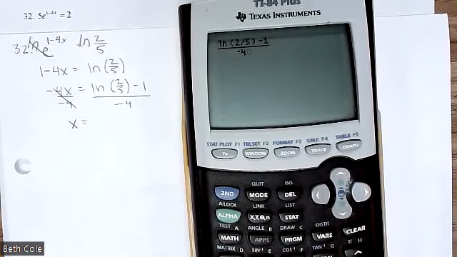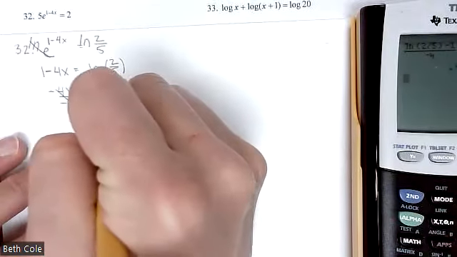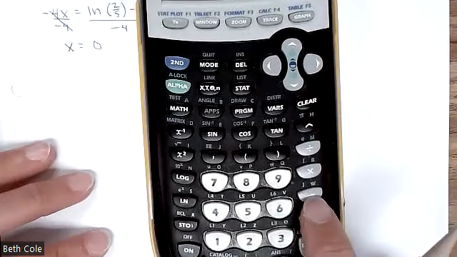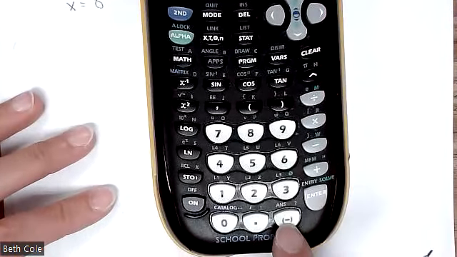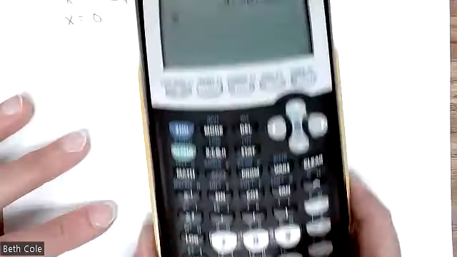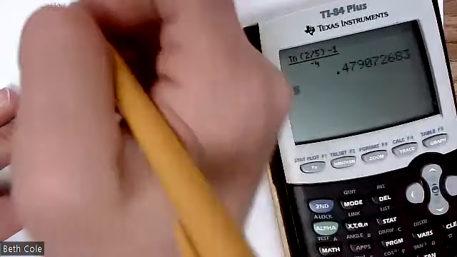And if anyone brave wants to let me know what they got before I hit enter, you can compare with those around you. Good, 0.479. If you got a syntax error, that means you hit this key instead of this key. This one means subtract, this one means negative. The calculator is correcting your grammar, basically.